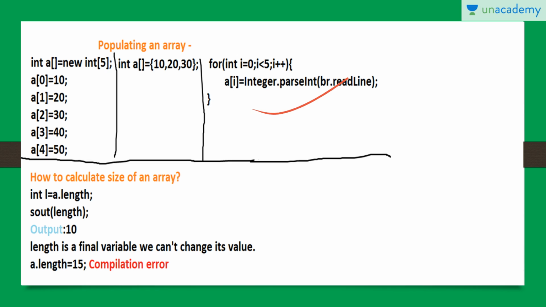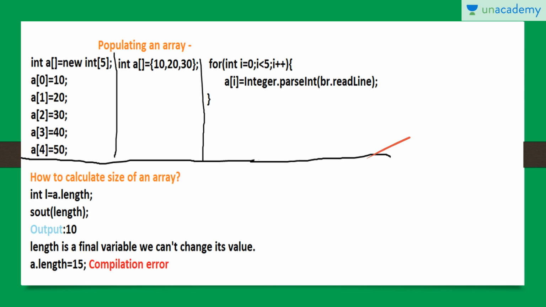We know that br.readline is used to take input from the user, and it will give a string, and we can convert it to integer because we have an array of integer type. After converting it to integer, we now have an integer value. We want to store it in our memory location. To store it, we are running a loop from 0 to 5. So first the value of i is 0, so there will be a of 0. We know that a of 0 is our first memory location, and we can assign it the value which we have got from the user.